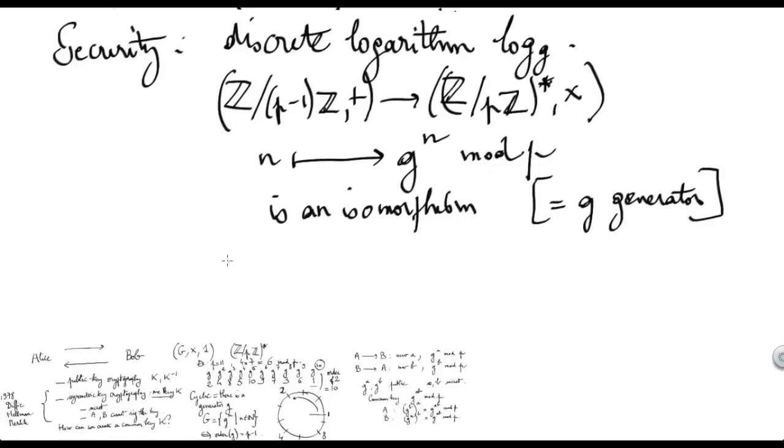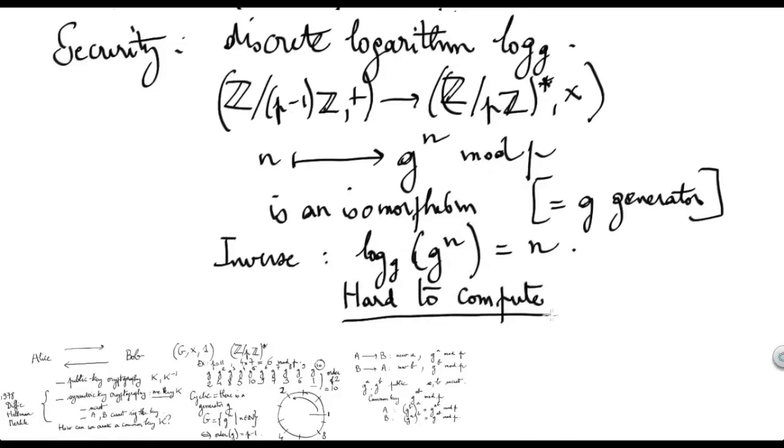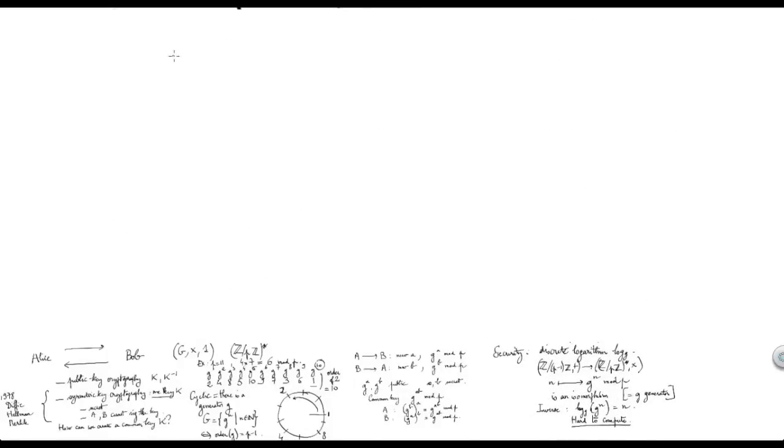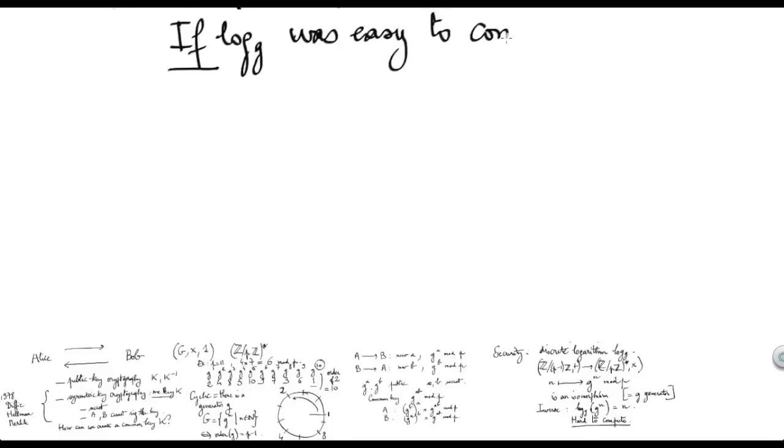In particular, it has an inverse, which is called the discrete logarithm base G, which, by definition, finds the n: given an element of the rightmost group, G to the n, it finds you back the exponent n. It turns out that computing this is hard. Let's see what the connection is with Diffie-Hellman. Well, the first thing is, if that were not hard, so if log G was easy to compute, then Diffie-Hellman would be broken, meaning the following.